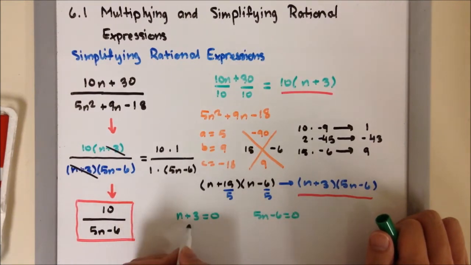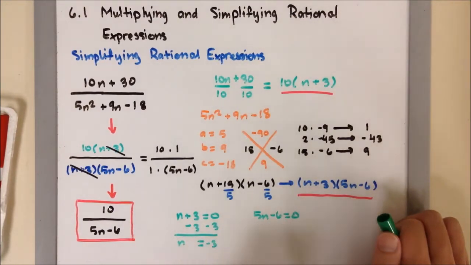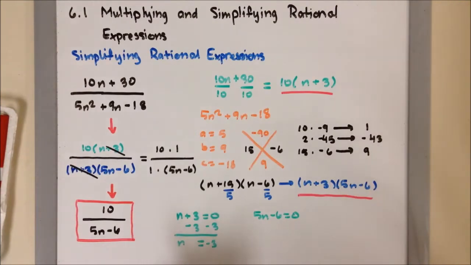Now this one's pretty straightforward, so minus 3 on both sides. So n equals negative 3. Now, here, I'm going to add 6 on both sides. So 5n equals positive 6. And then I'm going to divide both sides by 5. So this one will be n equal 6 over 5.